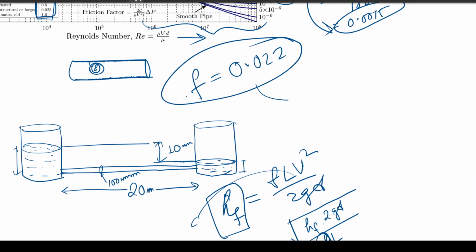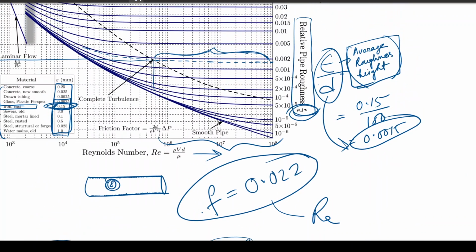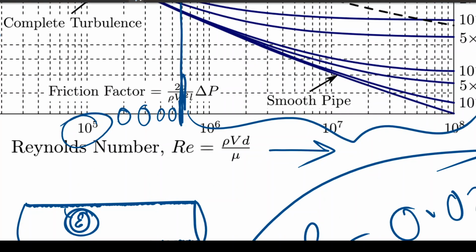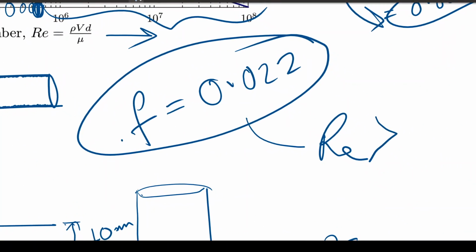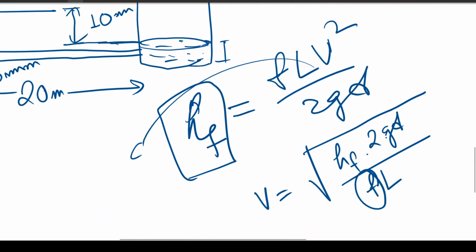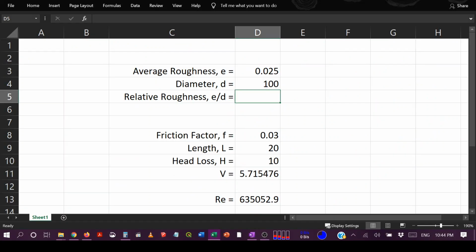Now this corresponds to an Re value which is greater than approximately this much. This is 10 to the power 5, this is 2 into 10 to the power 5, 3 into 10 to the power 5, then 4 into 10 to the power 5, 5 into 10 to the power 5, around 6 into 10 to the power 5. So if the Reynolds number is greater than 6 into 10 to the power 5, then this is the value of friction factor, and with that we'll start our calculations. We'll use this formula to find the velocity. Let's try it with Excel.